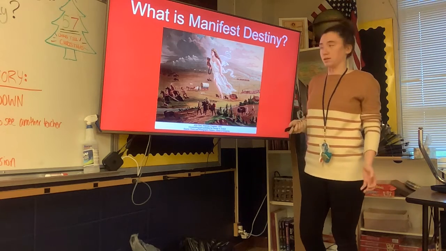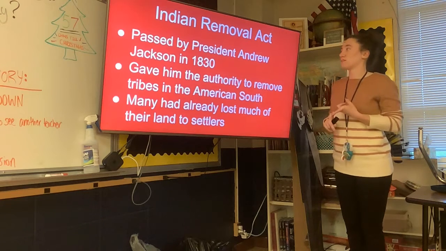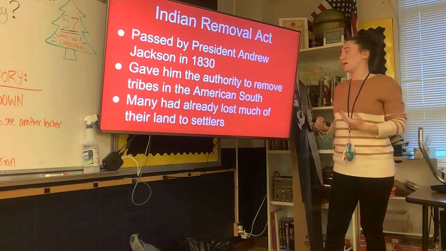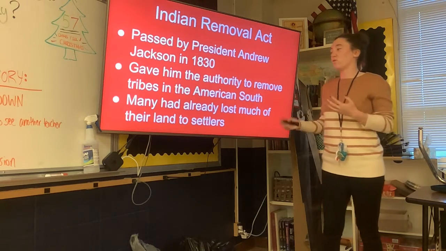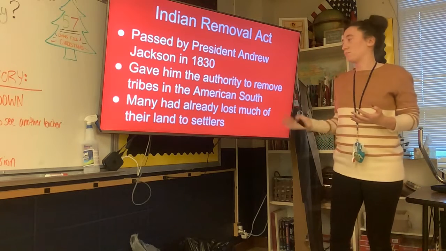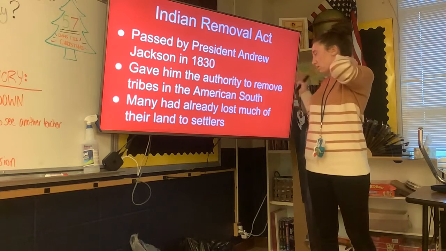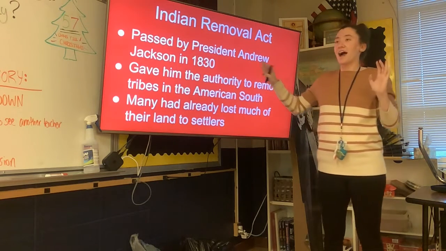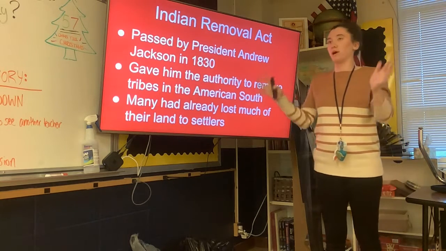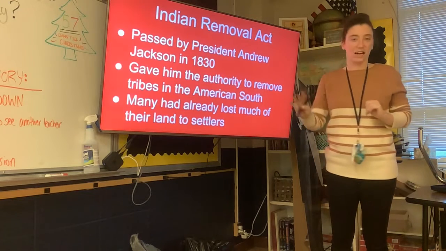Okay, so the Indian Removal Act. This was passed by President Andrew Jackson in 1830. It basically gave him the authority to remove tribes in the American South. Before this, many Native American tribes had already been pushed out by white settlers moving in. But this act passed by Jackson is just this umbrella order telling all these Native American tribes that they need to get out.